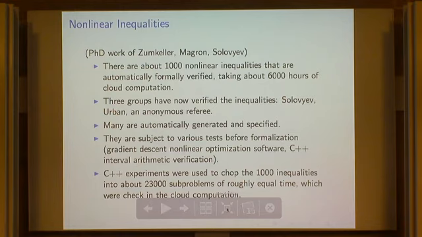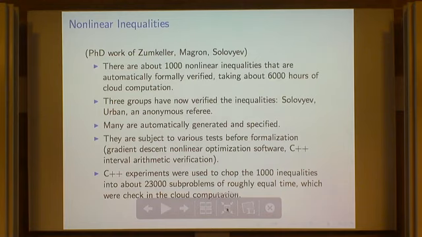You don't want to try to formally verify false inequalities, and so we subject these inequalities to a variety of tests before attempting the formalization. This includes running them through nonlinear optimization software to check the inequalities, and then doing a C++ interval arithmetic based rigorous mathematical verification, but not a formal verification, of each inequality before we actually try to do it formally. And then, is that much faster than the 6,000 hours?